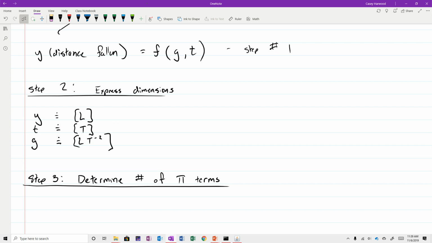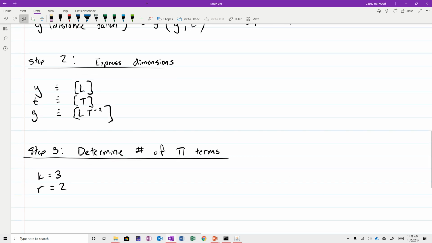So we have to figure out k, r, and then k minus r. If we look at our original equation, how many dimensional variables are there? 3: y, g, t. So we've got k equal to 3. How many reference dimensions are present in our k variables? We've got length, we've got time, mass doesn't show up, temperature doesn't show up, so we've got 2. So this is telling us that k minus r is going to give us only one pi term.